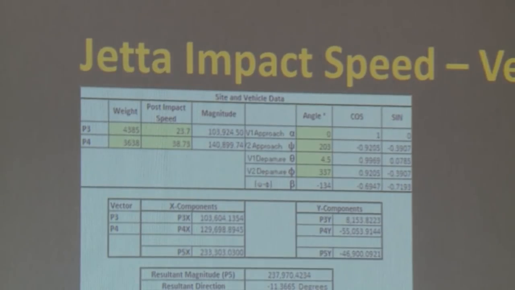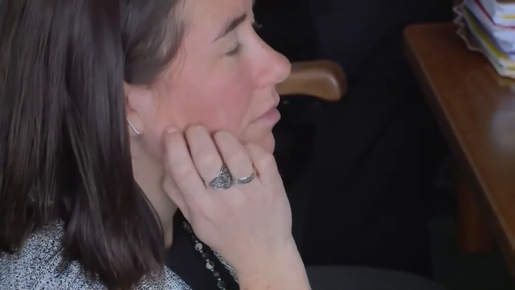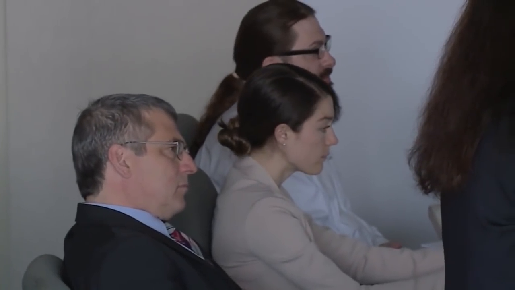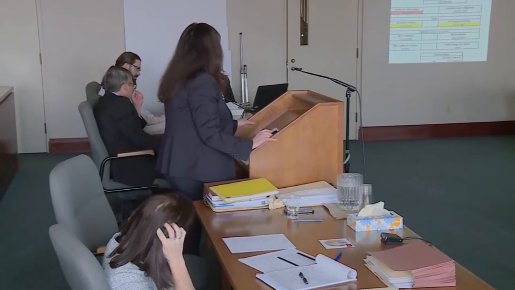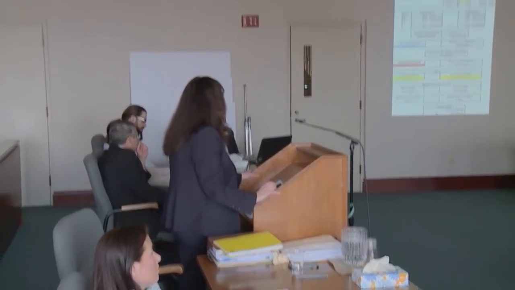Using momentum, the momentum that the two vehicles bring into the crash equals the momentum going out of the crash. So if they crash and then go off in this direction, the momentum from impact to final rest is the same as the momentum when they come in to maximum engagement. So using my scale diagram, I calculated a post-impact speed for the Volkswagen Jetta and an approximate post-impact speed for the Toyota Tacoma. In this case, P3 refers to the Toyota Tacoma, and P4 corresponds to the Volkswagen Jetta.